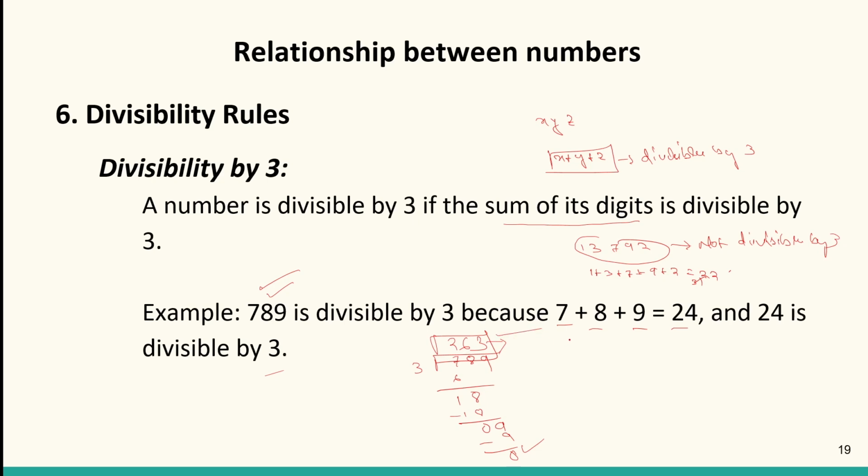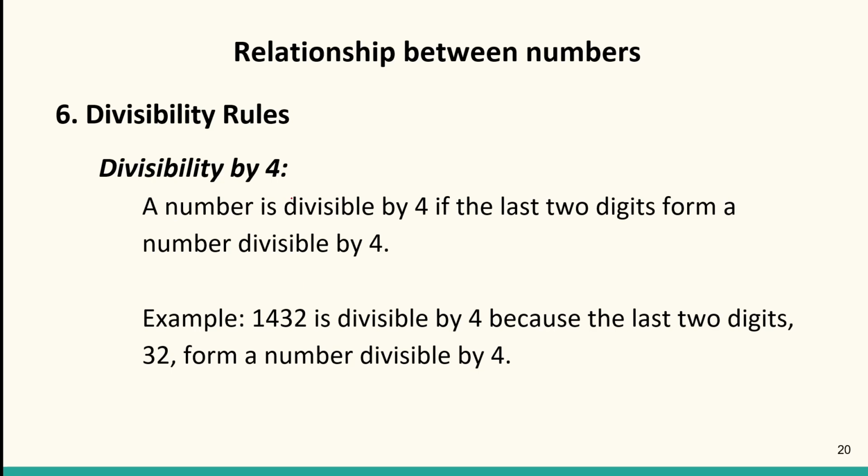Okay, so let's see if a number is divisible by 4 or not. When we see the divisibility by 2, we only need to see the last digit. But in terms of divisibility by 4, what we need to see is the last two digits. This is very crucial here. If the last two digits, not separately but together, are divisible by 4, then the number is divisible by 4.